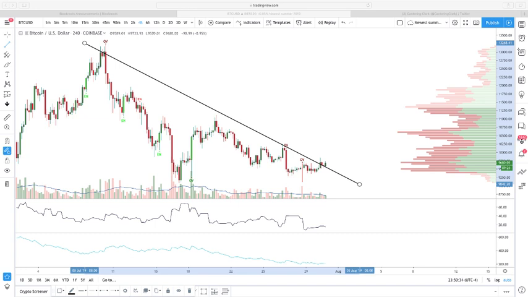Let's see. Can we see 8K? Yeah, we can see 8K. We could also see 7K. That's because we could see anything really. There's no reason why we can't. This is a highly reflexive market. Do I think on balance of probabilities that we see 8K?